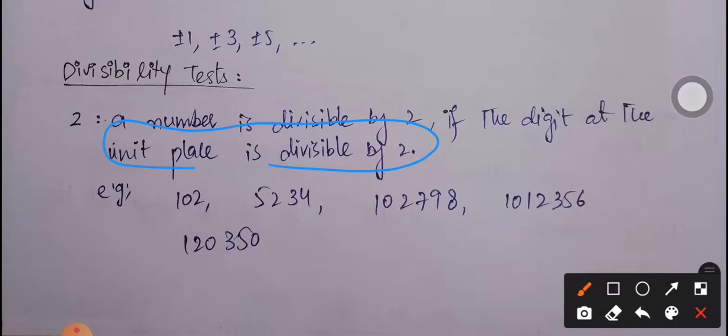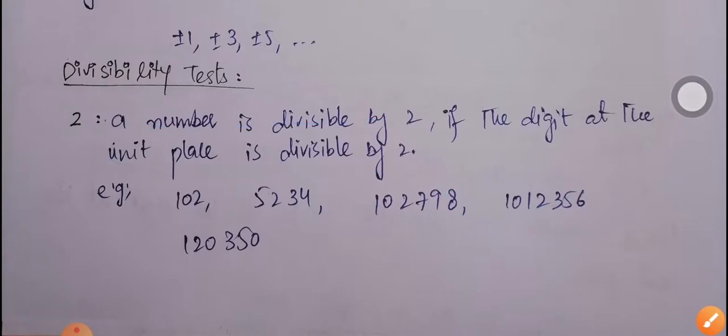For example, we have 102. You can see that at the unit place we have 2, which is divisible by 2, so this number is divisible by 2. Similarly, 5234 is divisible by 2 because 4 is divisible by 2. Rather than completely solving this division by 2, it's better to apply the divisibility test. So this number is also divisible by 2 because 8 is divisible by 2. This number is also divisible by 2 because 6 is divisible by 2. So we just need to check the digit at the unit place. If that digit is divisible by 2, then the whole number will be divisible by 2.